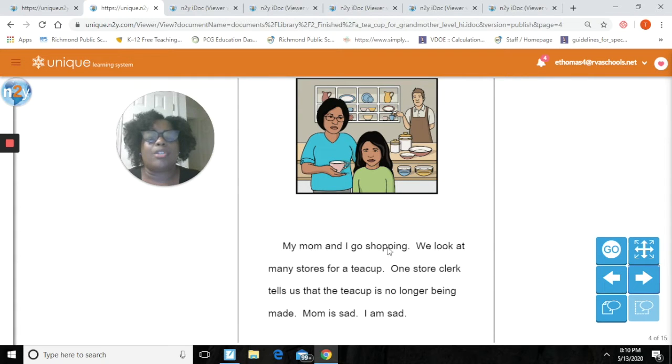My mom and I go shopping. We look at many stores for a teacup. One store clerk tells us that the teacup is no longer being made. Mom is sad. I am sad.